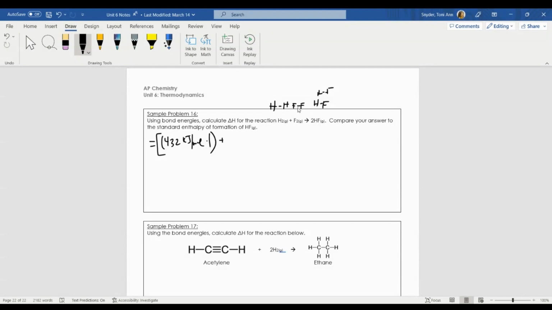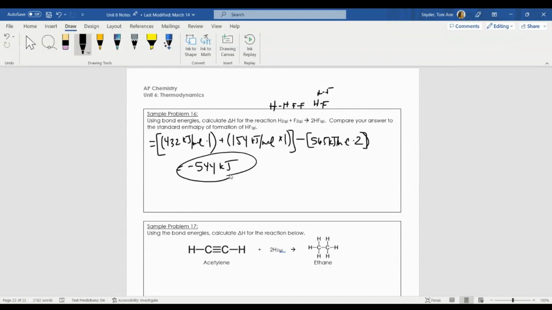I'm going to add that to my fluorine. So the bond energy of a fluorine-fluorine bond is 154 kilojoules per mole, and again, I'm going to times that by 1 because there's only one of them. And I'm going to subtract from that the sum of the bond energies for the HF molecules. If I look, these hydrogen-fluorine single bonds have a bond energy of 565 kilojoules per mole, but there are two of them. And if we solve for that correctly, we get negative 544 kilojoules.